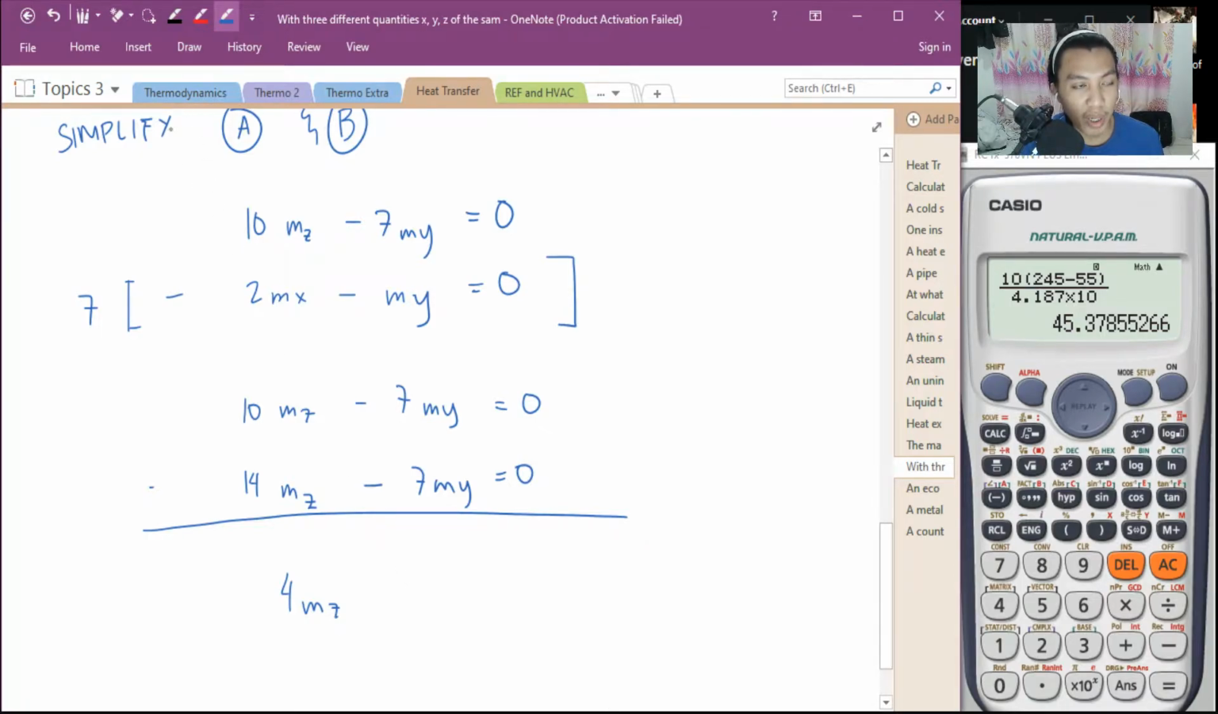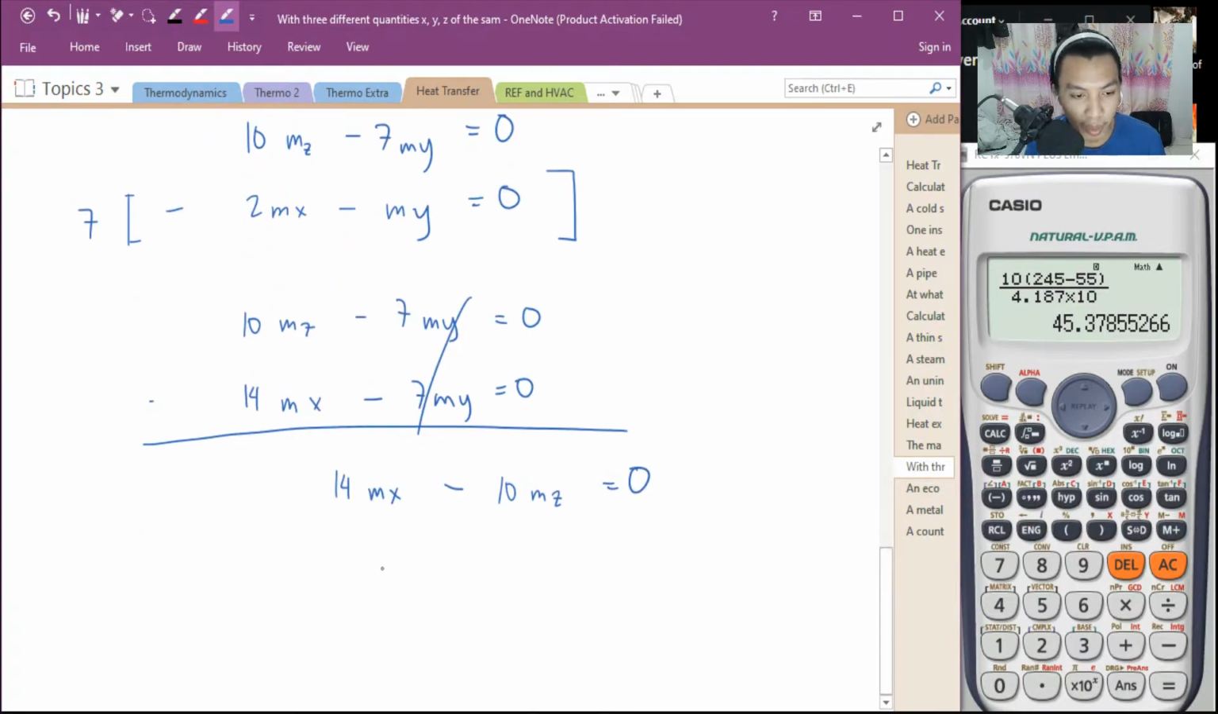Ay, hindi pala pwede. Mx pala 'to, mali ako. Mx. Okay, deduct natin 14mx. Hindi pala, 14mx, yung dulo. This will become 14 mx minus, cancel na kasi 'to, eh, minus 10 mz equal to 0. Lipat ko sa kabila, okay, mx 14 equal to 10 mz.